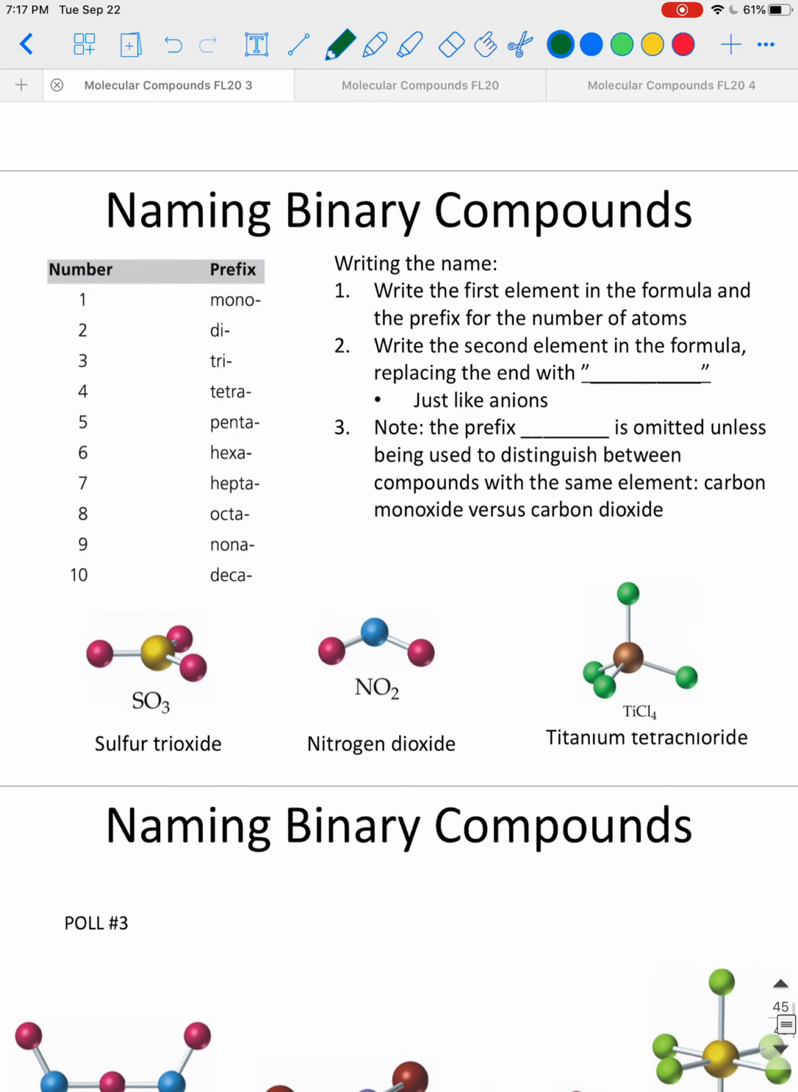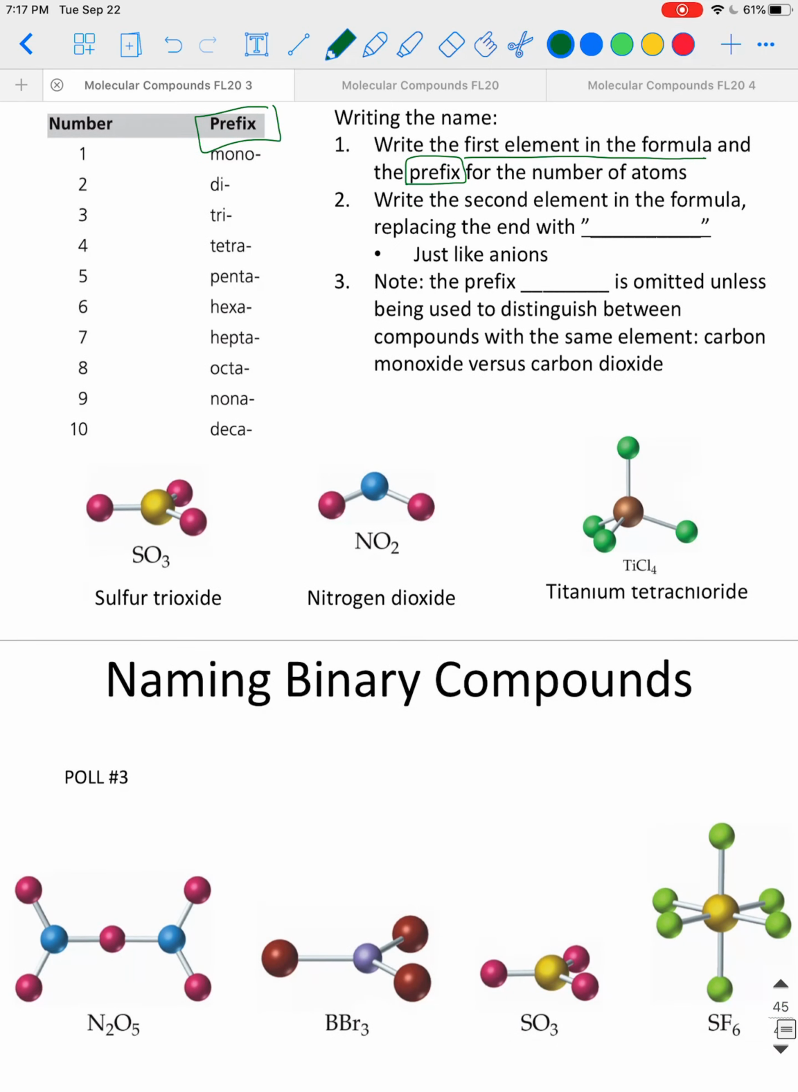A few more rules. When writing the name, if we have 2 elements, and you've already figured out which one you need to write first and which one second, you write the first element in the formula, and we're going to have a prefix, knowing how many of that element we have. So write the first element and the prefix for the number of atoms. Remember, a prefix is a word that comes before the element name. Here is a list of prefixes.